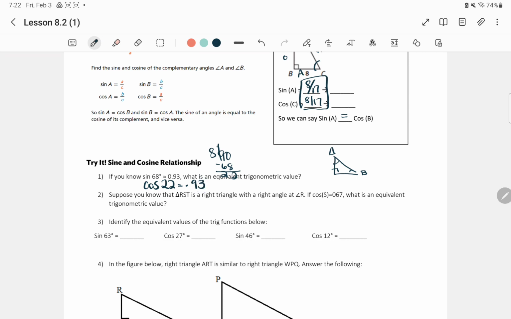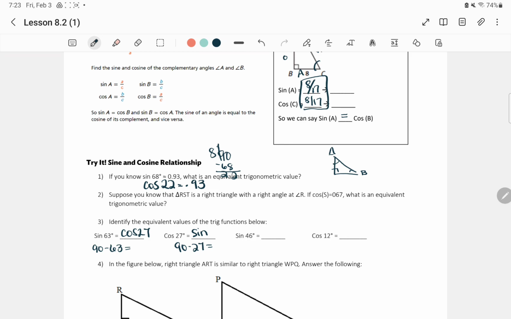And then let's jump down to number 3. Really all you're doing here is that if they're asking you for an equivalent value, you're just going to do 90 minus that number, and you're going to put cosine because cosine is equal to sine. So I would do 90 minus 63, and that's 27.